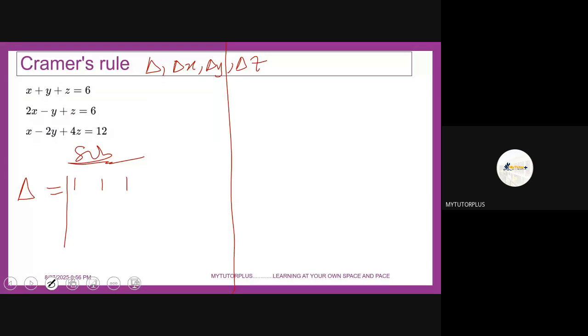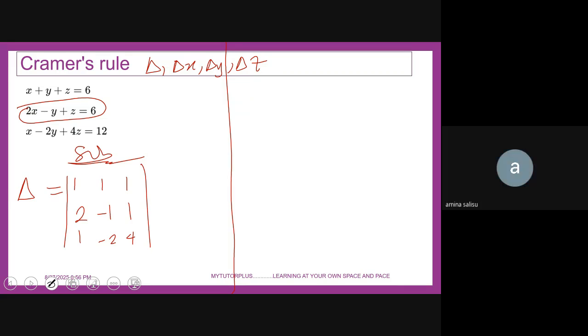Okay, let's move on. So let's go to the second one. If I want to find the matrix for the second one, what am I going to have for this? That's going to be 2, minus 1, 1. And if I want to find the matrix for the last one, that's going to be 1, minus 2, 4. Is the first step clear to us?